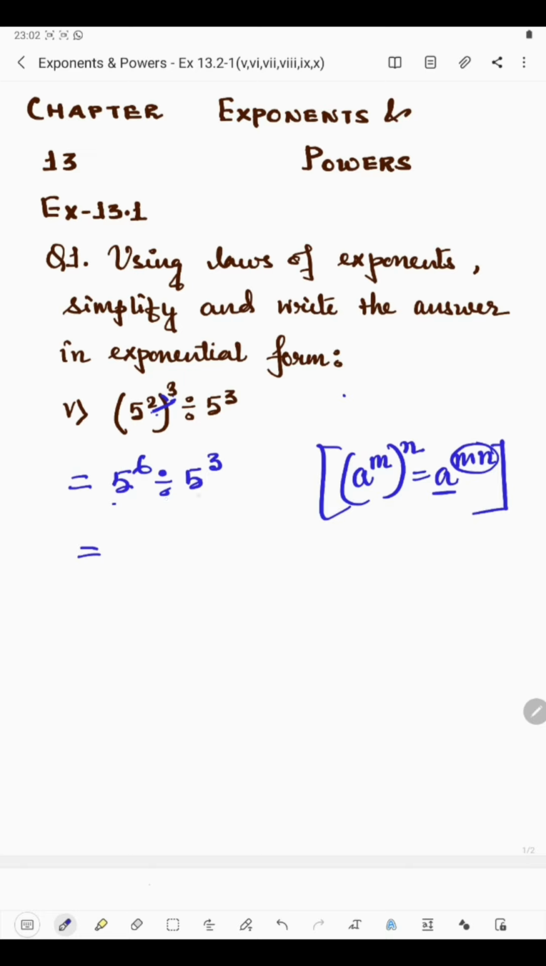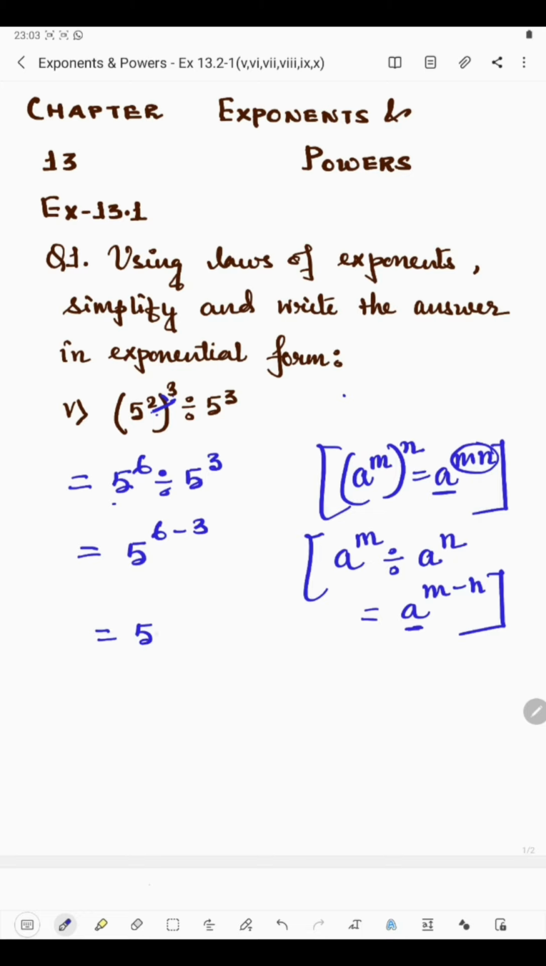Now here we have same base, which is 5, and in between divide sign is there. So according to this law, when we have the same base but the power is different and in between divide sign is there, then powers will be subtracted, okay? So here see, first we will write the base, which is 5 here, and then powers will be subtracted. So it will be 6 minus 3. So 6 minus 3 is 3. So answer of the fifth part is 5 raised to the power 3.